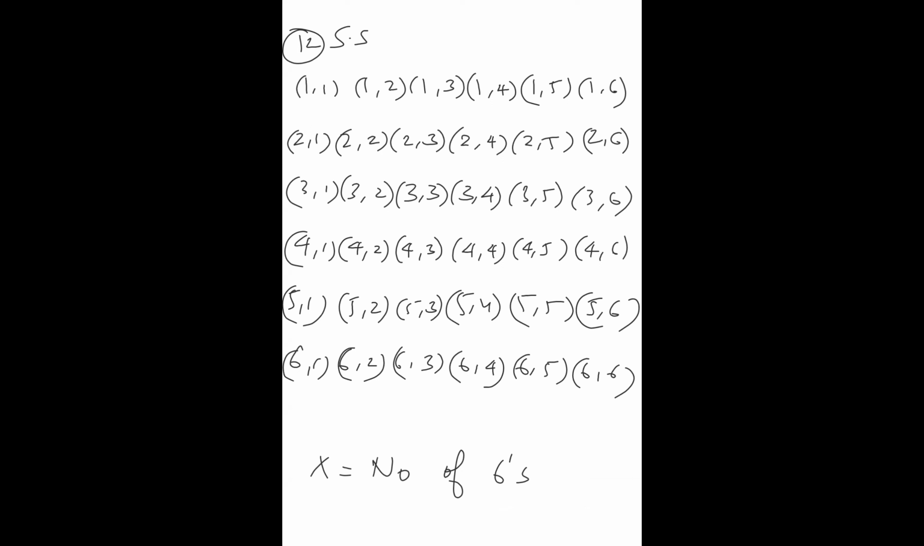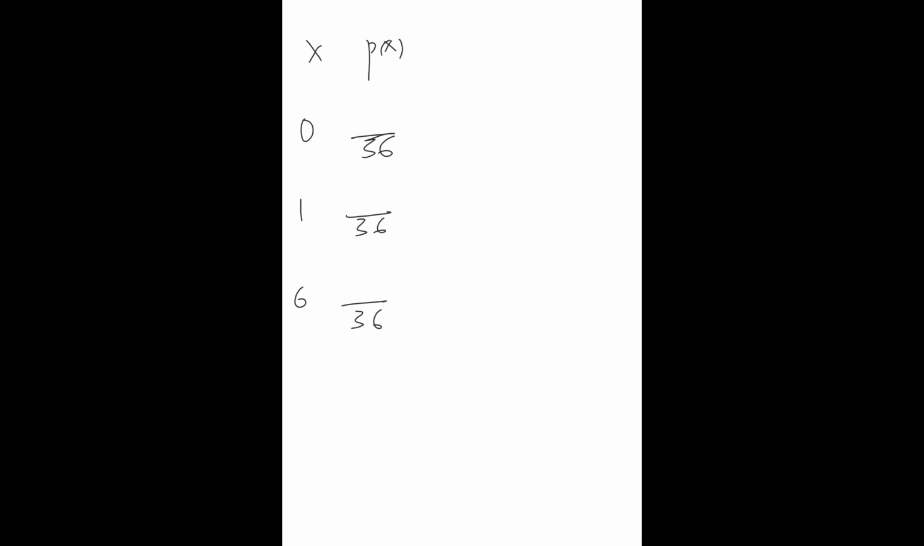So P of X. Now every event is out of 36 total events. So 36 is the sample space. There are total 36 events, right? So the probability of getting two sixes is only one event, one out of this entire lot of 36. So the answer is 1 by 36 for two sixes.